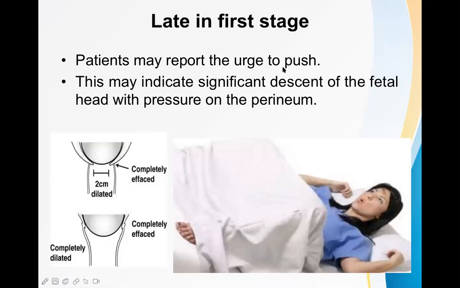Now, in late first stage, what do we do? How do we identify she is in the later phase of the first stage of labor, and what do we do during that time? Now that lady has an urge to push in the later phase of the first stage of labor, meaning she has probably entered the second stage of labor, and in this phase there is significant descent of the fetal head, and that fetal head will put pressure on the perineum also.